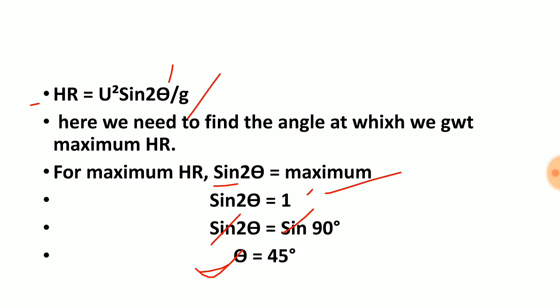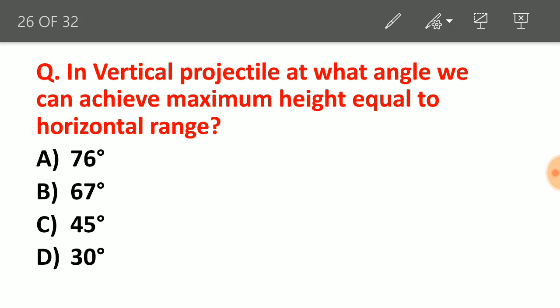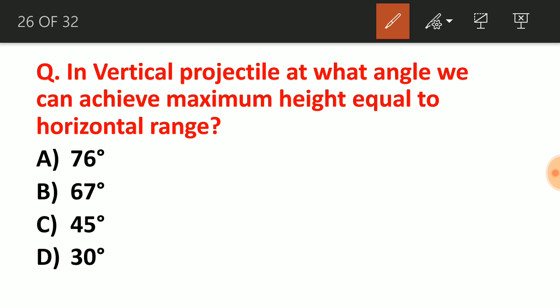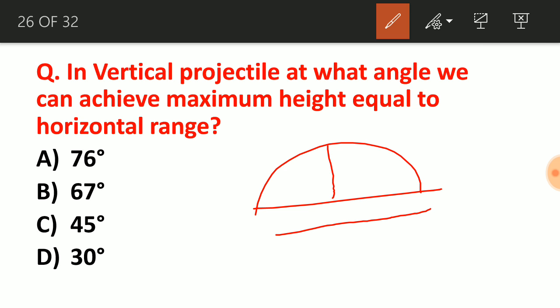For maximum horizontal range, sine 2 theta must be maximum, and we know that for sine and cos, the maximum value is 1 and the minimum value is minus 1. Now next question. In a projectile, at what angle can we achieve maximum height equal to horizontal range? Maximum height is equal to horizontal range. For that, what is the angle through which we must project the projectile?